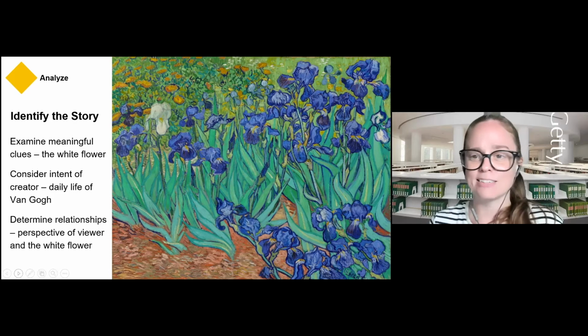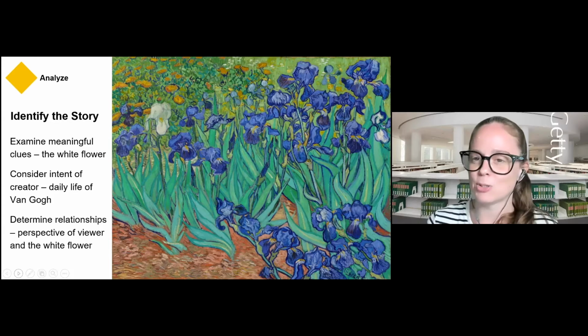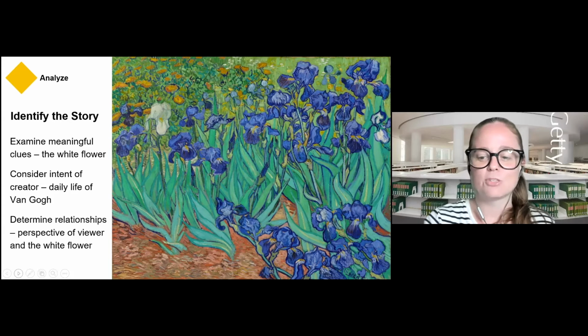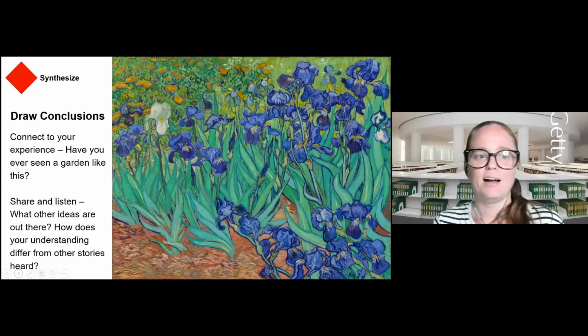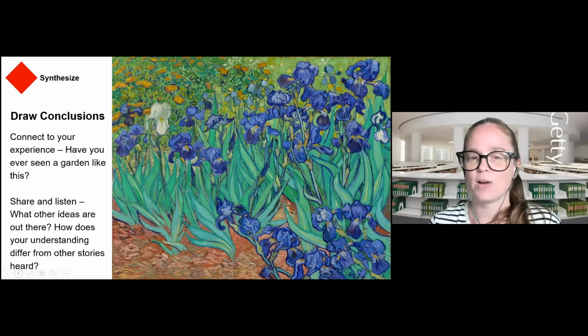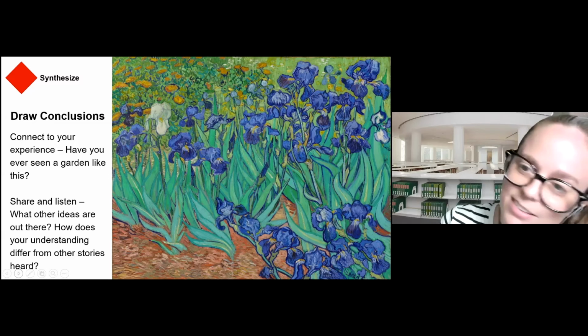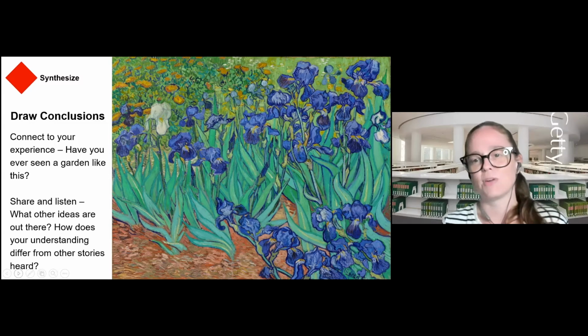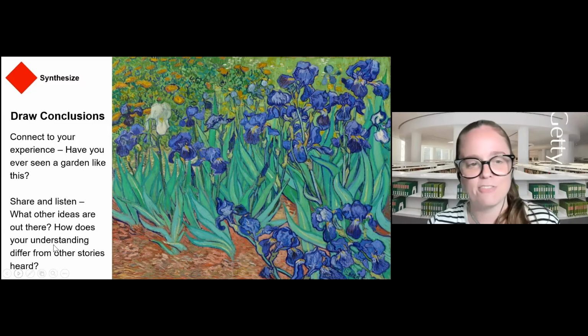It's actually expected and great that some of you may have had a different interpretation. So that's where the next step comes in. Maybe to connect it to my own experience, I could think about, have I ever seen a garden like this before? Do I have any memories of a garden? Have I ever laid in a garden and looked at the flowers in this way? And do I have any memories? If not, do I know of any stories that have that theme?